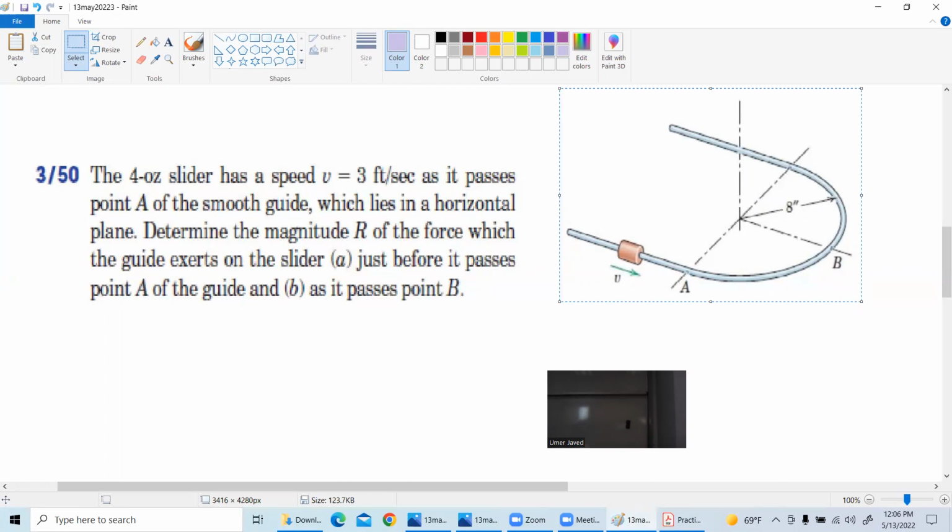16 ounces equals 1 pound. Leave the research on ounce and pound, start the free body diagram. Make a free body diagram.